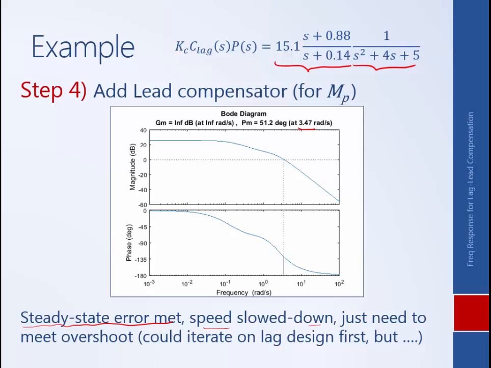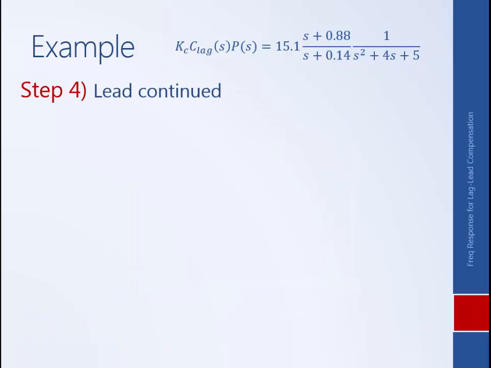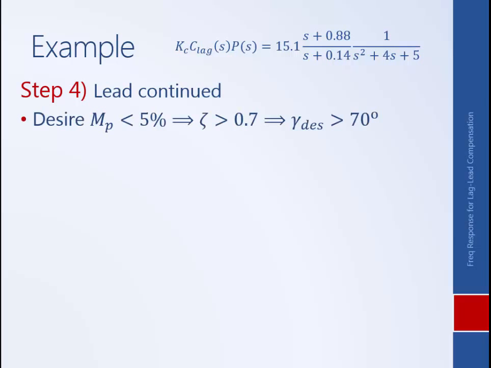Okay, so we'll say we've got our steady state error, we've slowed it down, which is what we were trying to achieve, and then we're going to add a lead compensator in order to add some phase margin so that we achieve the percent overshoot we desire. So here we sort of follow a similar procedure that we did when we designed lead compensators previously. We desire an overshoot less than 5%. That is achieved with a damping ratio of greater than 0.7.